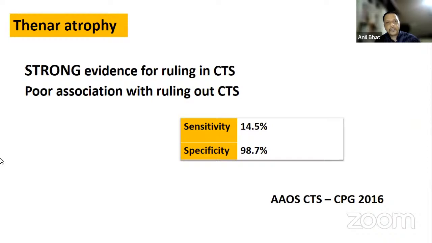Now, thenar atrophy is a very strong evidence for ruling in carpal tunnel, okay, but not ruling out carpal tunnel. It is very specific, which basically means you can rule in that definitely this patient has carpal tunnel, but it has a poor association for ruling out carpal tunnel. They can have some other conditions also. So we need to be careful about that.